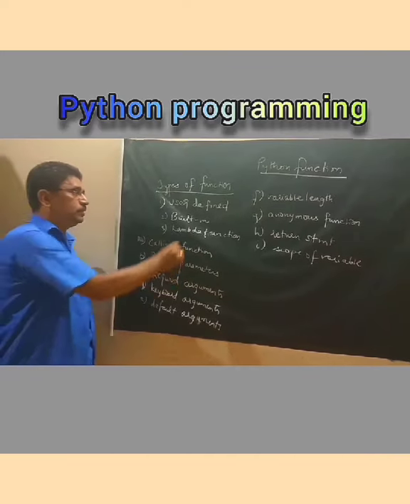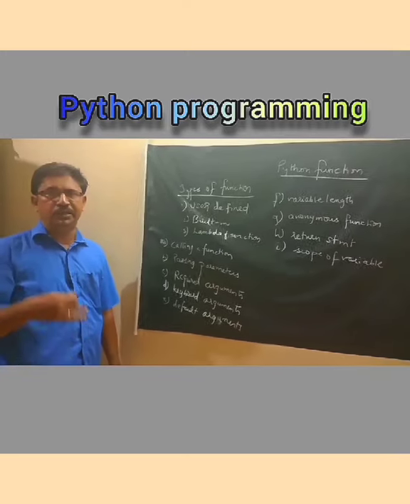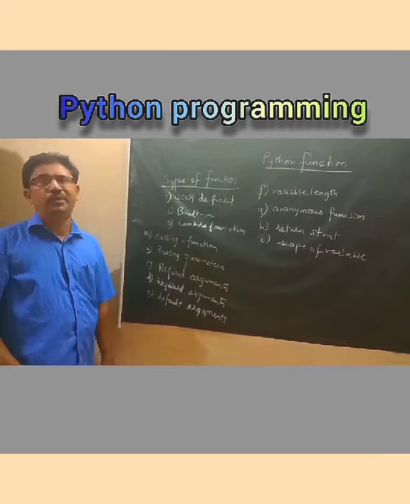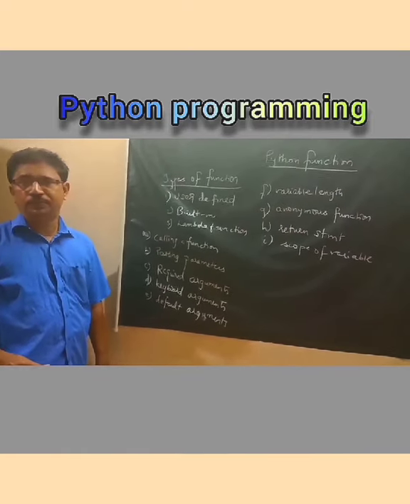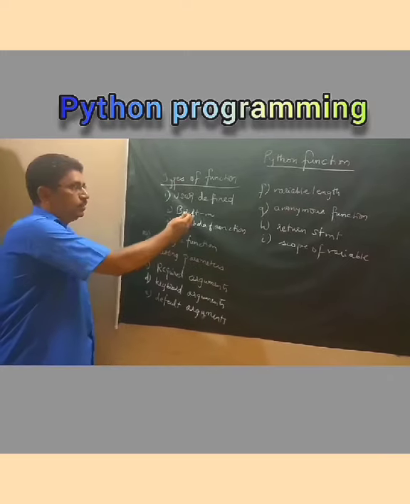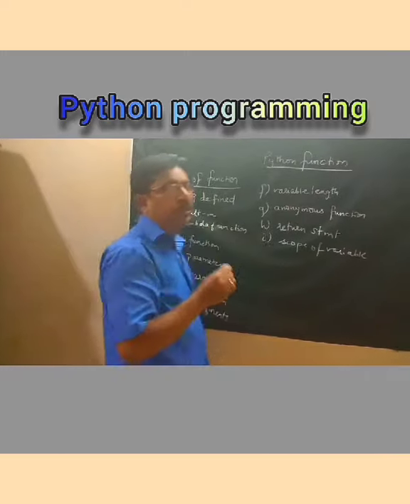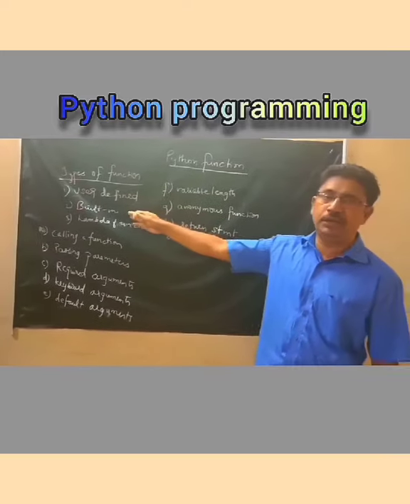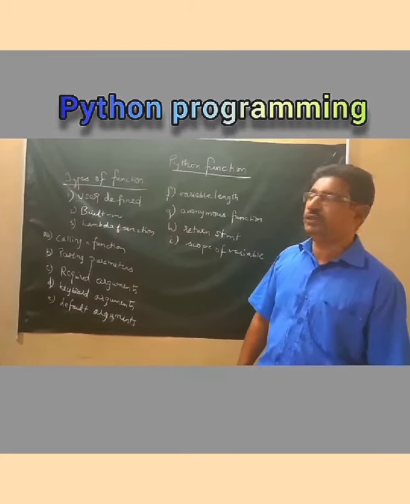So the next one is built-in function. Built-in means it is already built in the software itself. For example, add, subtract, square root, power. There are different examples. So these are all examples for built-in functions. Built-in functions are those functions which are already defined in the software itself. Those functions are called built-in functions.